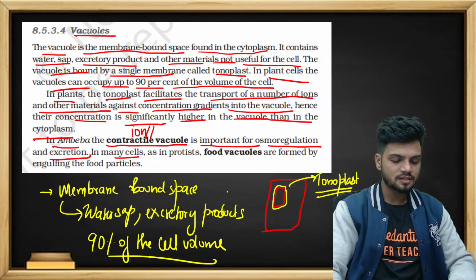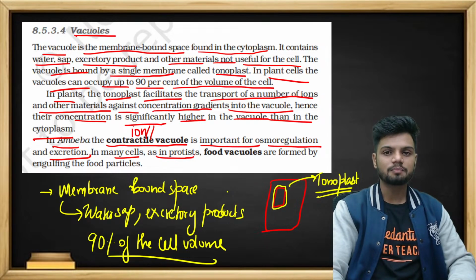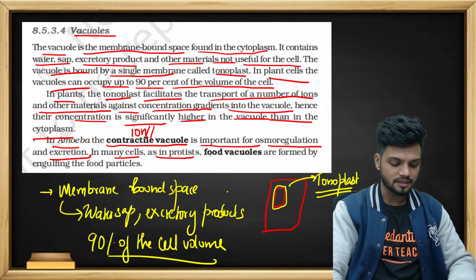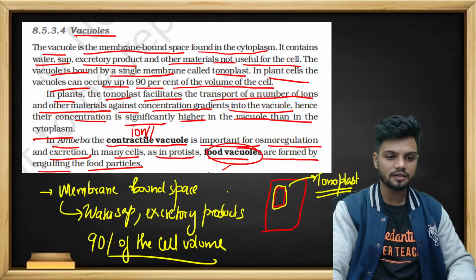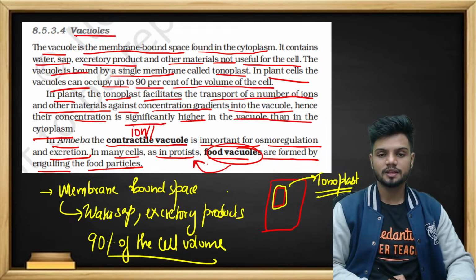In many cells, as in protists, an example is paramecium. In paramecium, food vacuoles are formed by engulfing the food particles. So there are food vacuoles in the case of protists.